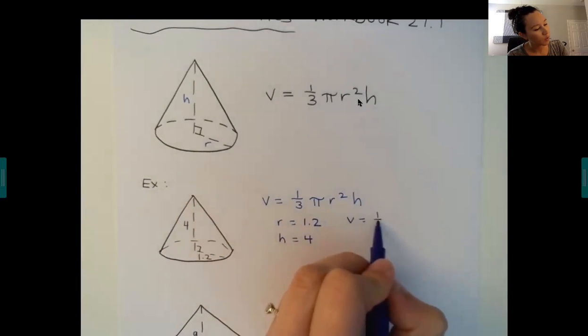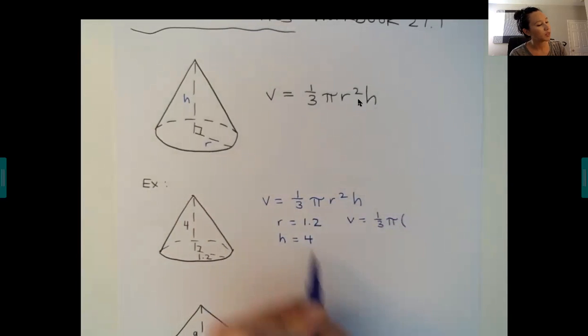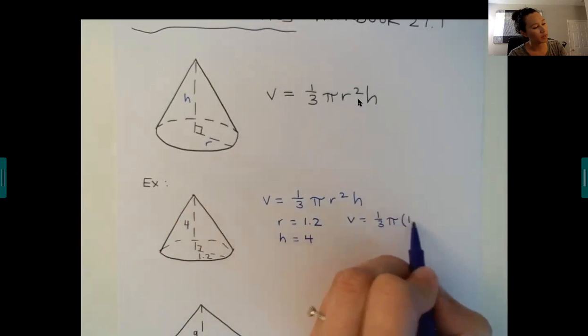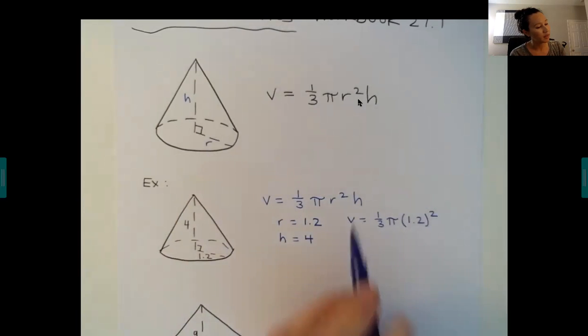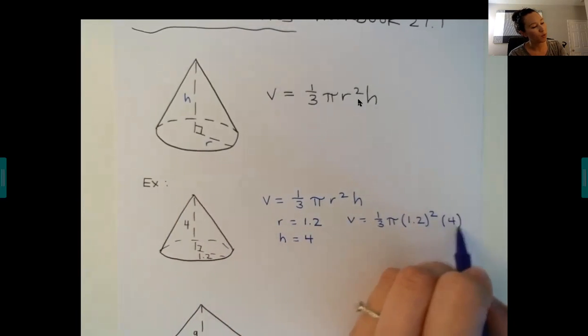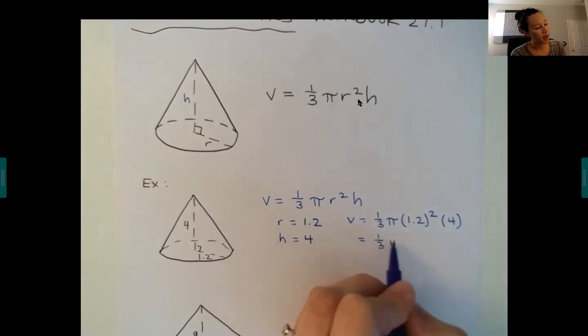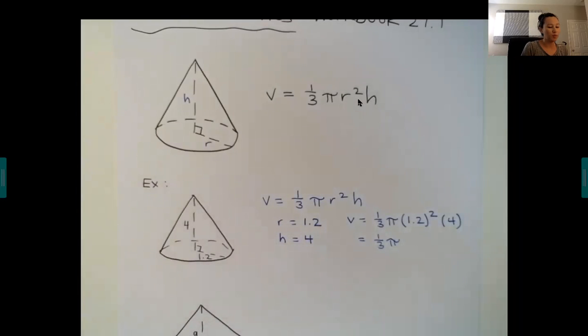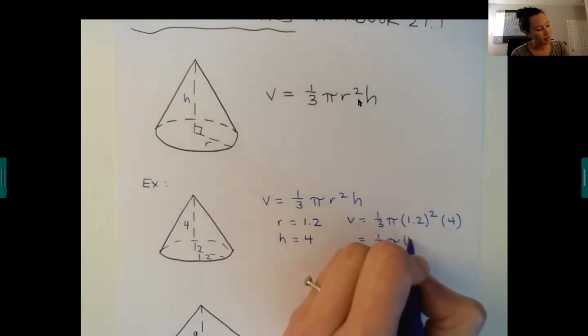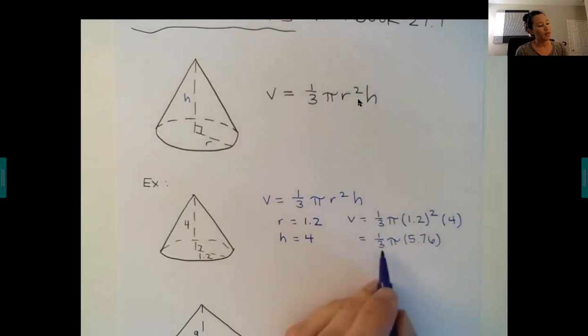So volume equals 1/3 pi times r, but we know what r is. Our radius is 1.2. So we're going to square that, and then multiply that by our height, which is 4. So we have 1/3 pi, and then we're going to use our calculator. 1.2 squared, remember that's 1.2 times 1.2, which is 1.44, and then we multiply that times 4, which is 5.76. And then we're going to multiply that by 1/3.